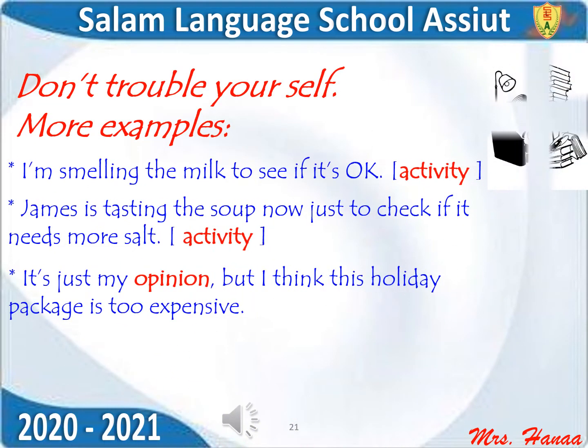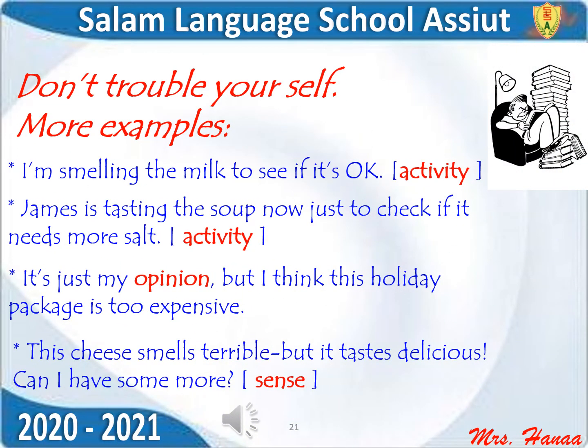Don't trouble yourself. Now you have more examples. In the first sentence, smell. I can use smell in the simple tense. For example, the flower smells good. So it expresses a verb of senses. But in the continuous form, it expresses an activity. I'm smelling the milk to see if it's okay.